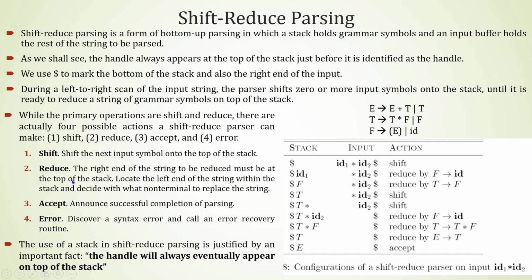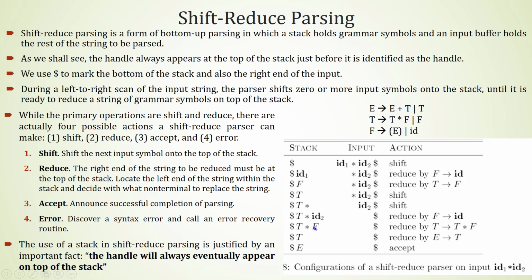So once again I will try to explain this point. The right end of the string to be reduced must be at the top of the stack. So some substring has to be reduced, and that substring part will always be at the top of the stack. That means the right end of that substring will always be the top of the stack. So if it is F, it is the right end of the substring T star F. So what we have to do is locate the left end of the string within the stack. That substring is inside the stack, so we have to find the left end of the substring. Here the left end of the substring is T. So we are reducing T star F by T. That's an important point to understand in this slide.